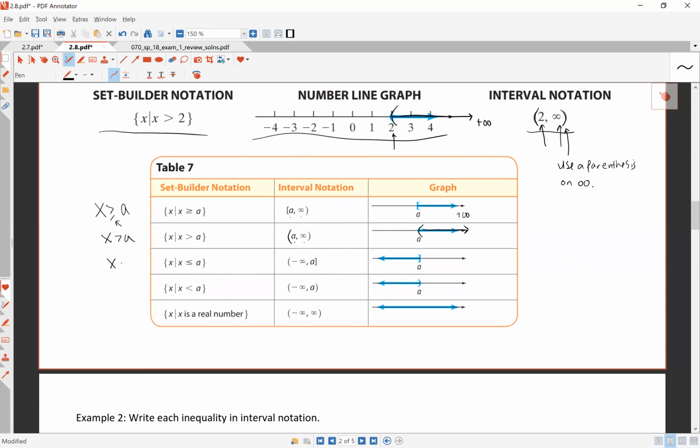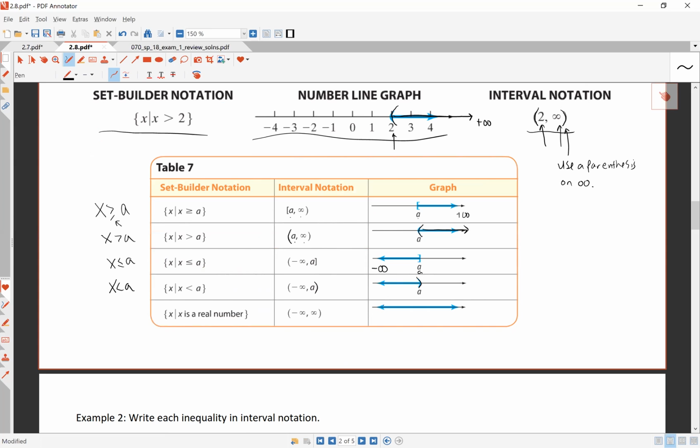When x is less than or equal to a, this time the right side is a and the left side is negative infinity. So we go from negative infinity to a, and it's less than or equal to a, so we use a bracket. If it's less than a, it's the same exact thing, except we use a parenthesis on the a instead of a bracket.